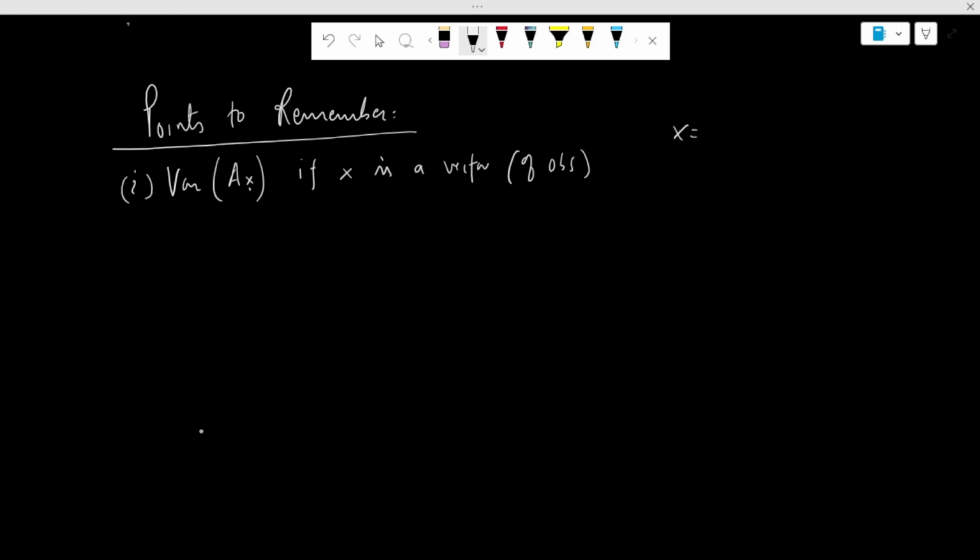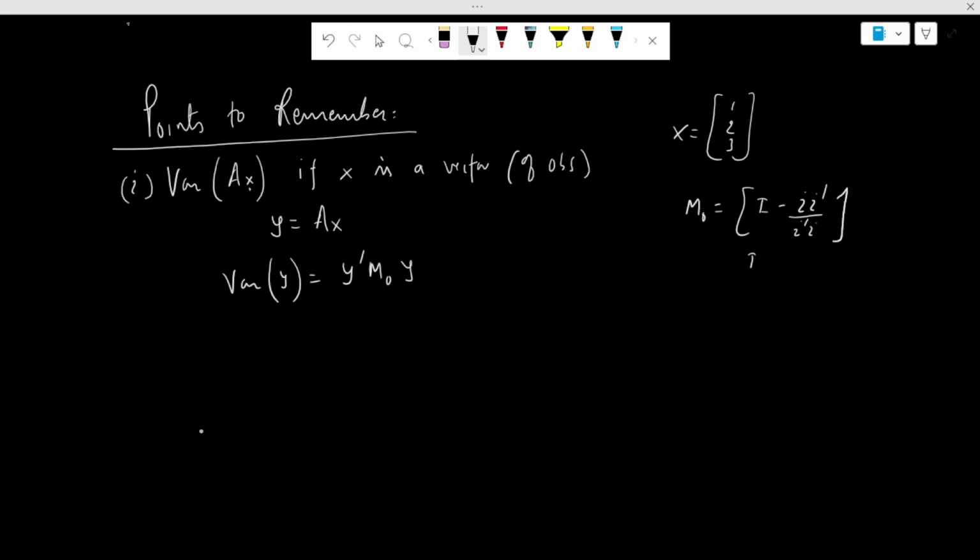So if X is the vector of observations only, and let us say y equals AX, then we calculate the variance of y using the formula y transpose M0 y, where M0 is the deviation from mean matrix, I is the identity matrix, and small i is the n by 1 vector of ones. In general, the identity matrix is of order n by n, where n is the number of observations, and we divide by n minus 1, where n equals i transpose i.